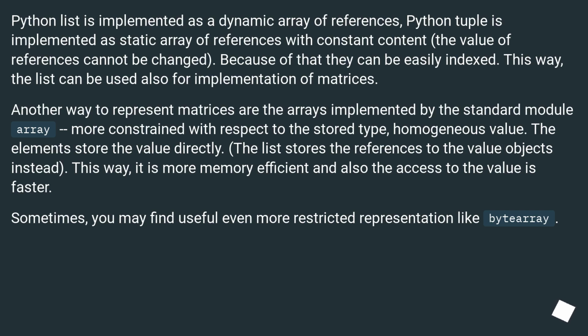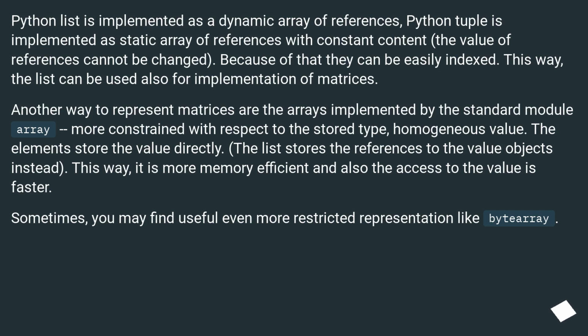Python list is implemented as a dynamic array of references. Python tuple is implemented as a static array of references with constant content. The value of references cannot be changed. Because of that, they can be easily indexed. This way, the list can be used also for implementation of matrices.